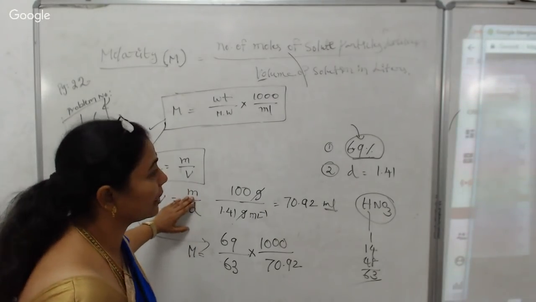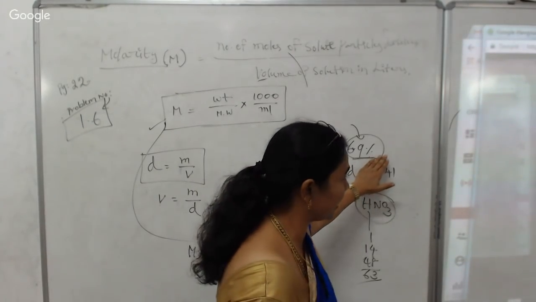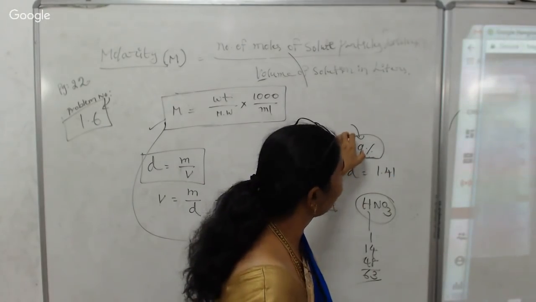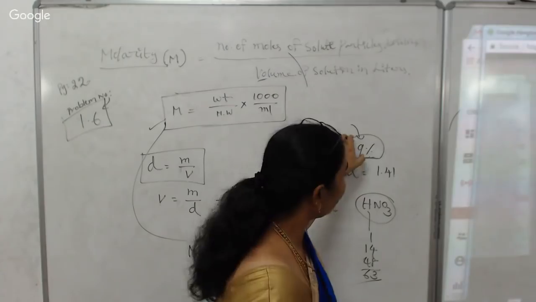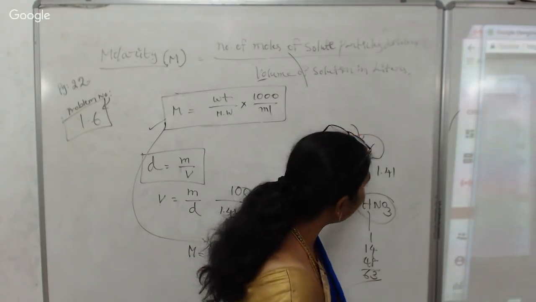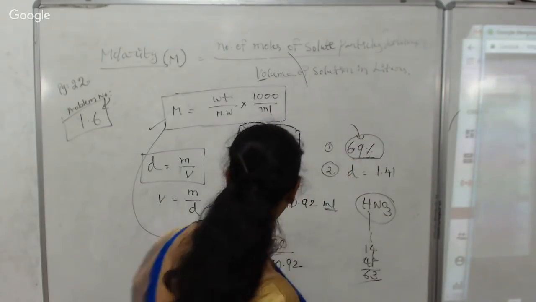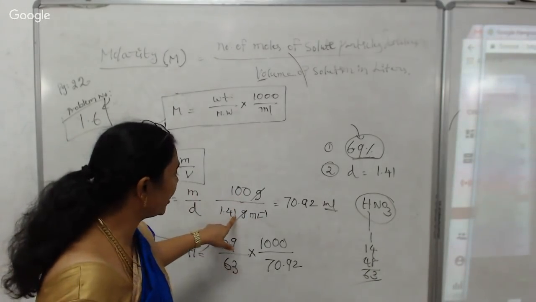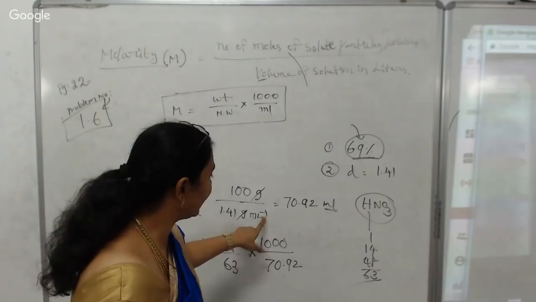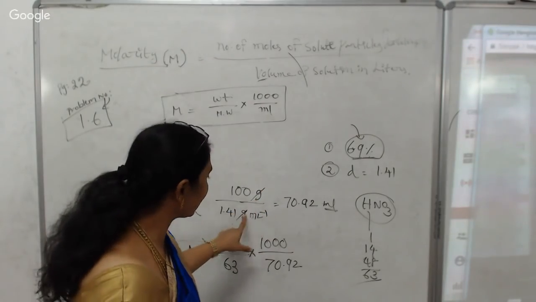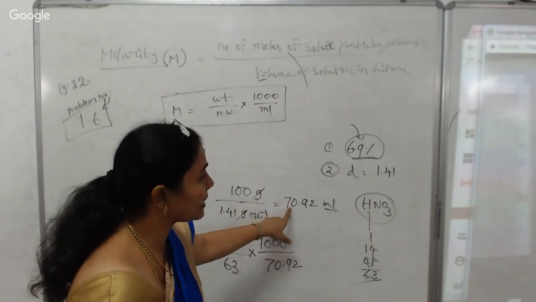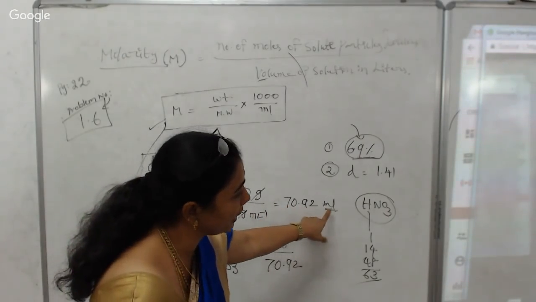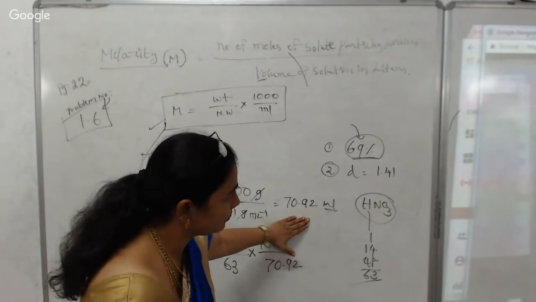So the mass is what they have given, 69%. Okay, 69% means 69 is the weight of the compound. It is dissolved, the total mass is 100. So you have to take the total mass 100 divided by density 1.41 grams per milliliter. Please write the units. Grams you cancel, and the final answer is 100 by 1.41, which is 70.92 ml. Up to this clear? Right.